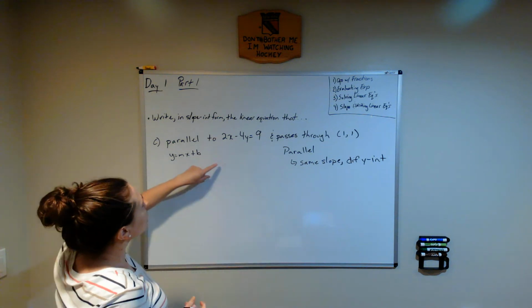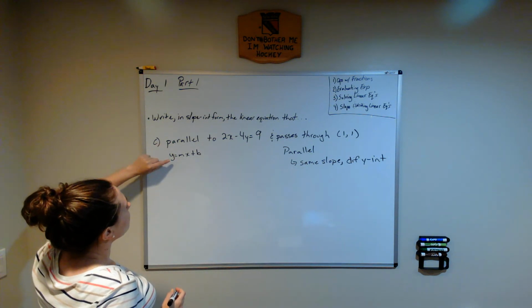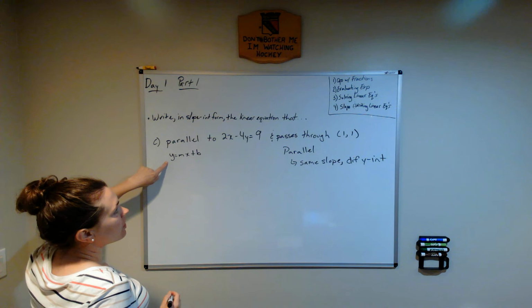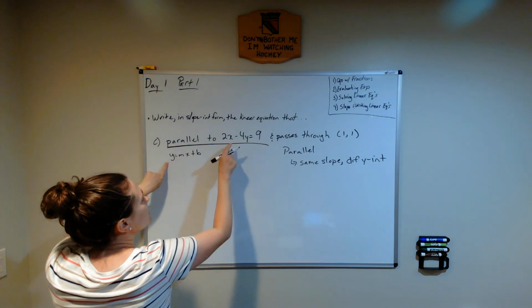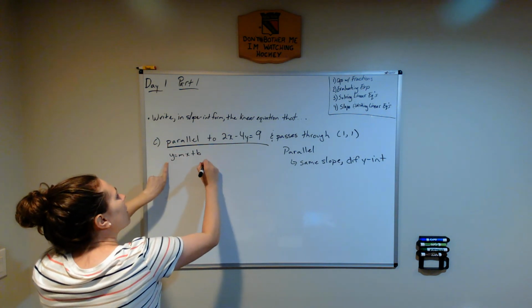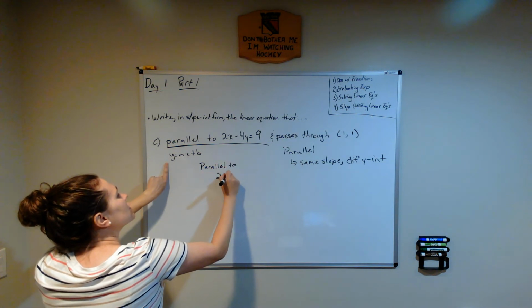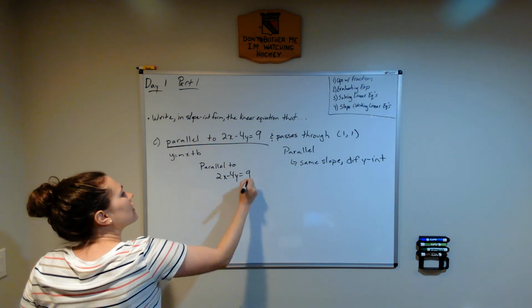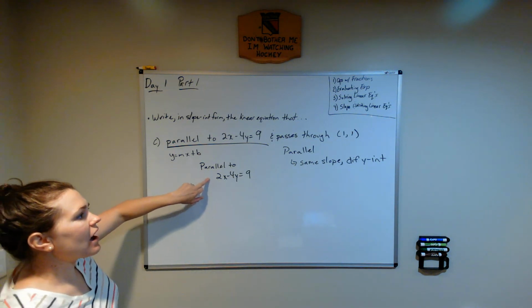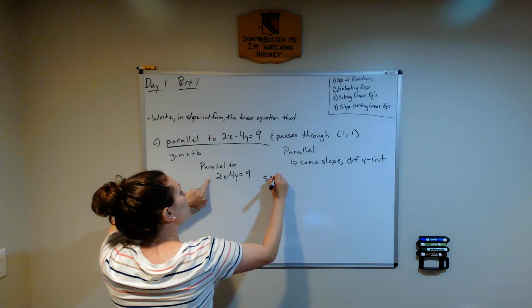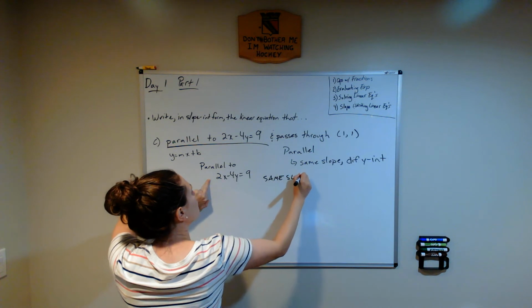So we know that for the line we're trying to write the equation of, it has to be parallel to this line. It's got to be parallel to 2x minus 4y equals 9. And what does that mean if it's going to be parallel? It means it has to have the exact same slope as this line.